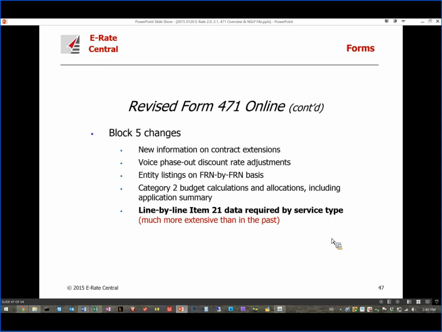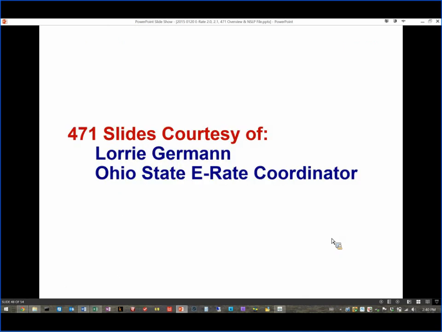I know of the state E-rate coordinators, most of the issues of being able to do it have been overcome, but there are some issues remaining. They're a little bit complex, and I'm not sure what USAC's going to do about them. Category 2 budget calculations and allocations are in there. Again, the Item 21 is far more extensive than in the past.